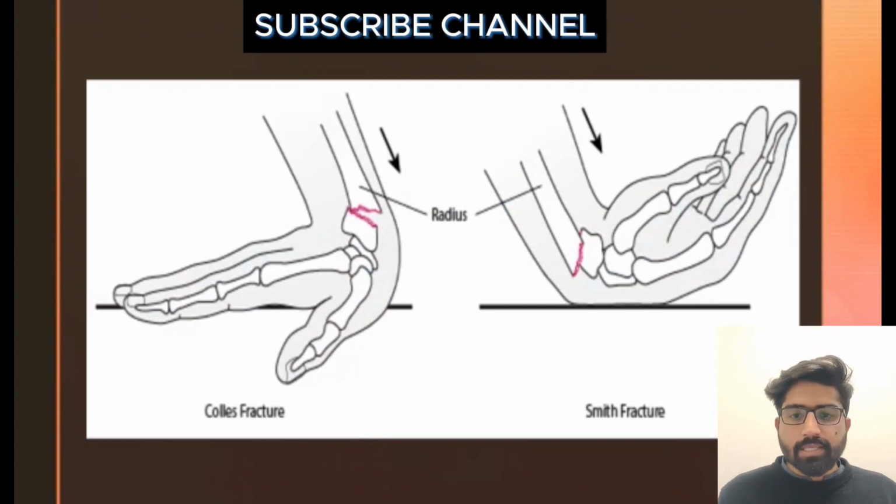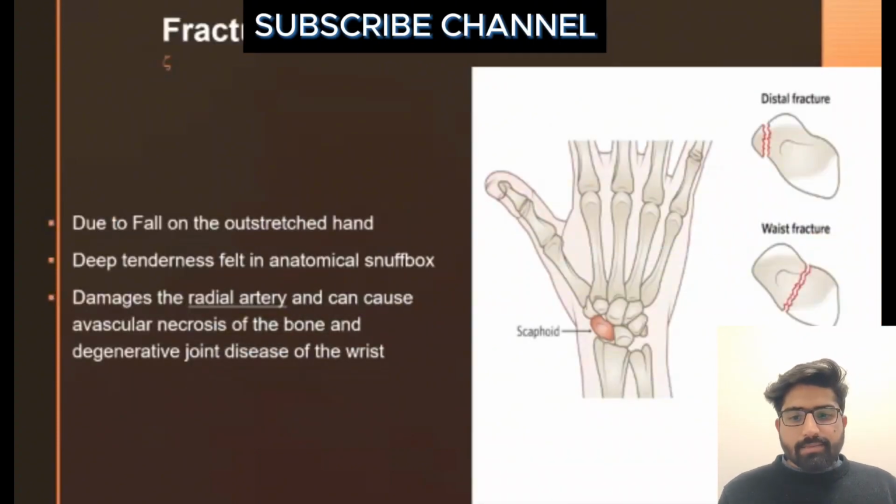Now the fracture of the scaphoid. This is a different type of fracture, which I have shown at the right side. The fracture of the scaphoid occurs due to a fall on an outstretched hand and causes deep tenderness which will be felt in the anatomical snuff box, as I have already explained in the first or second slide.